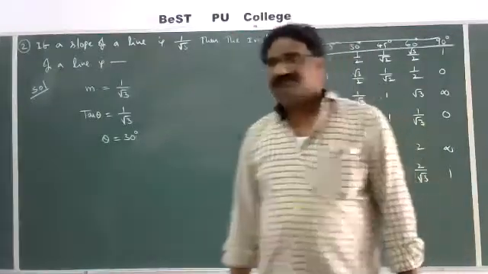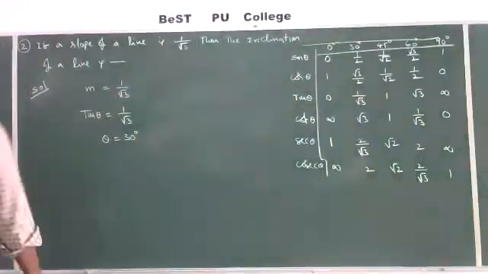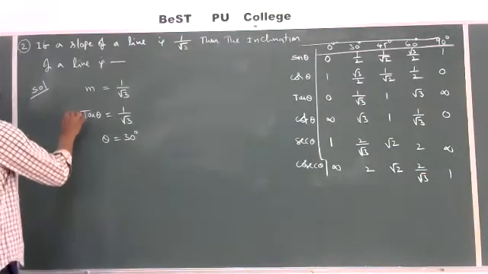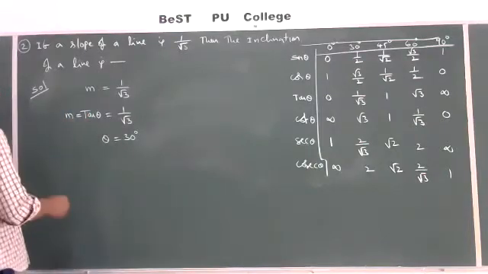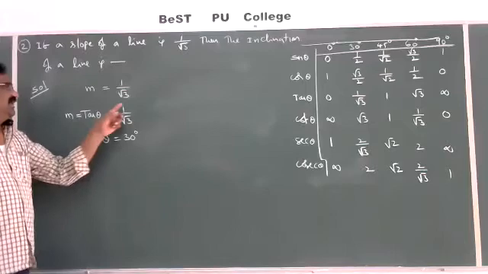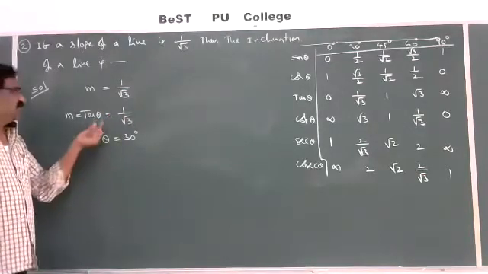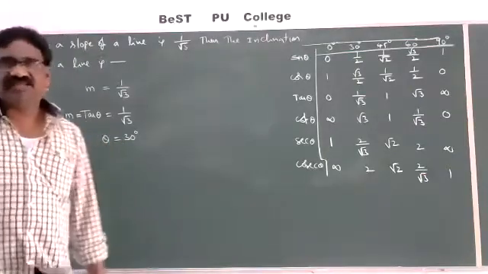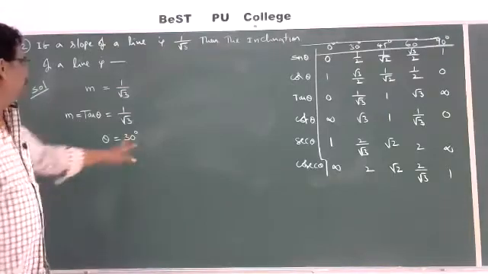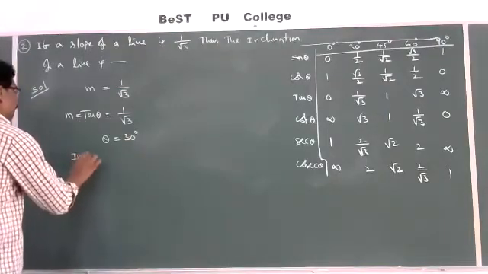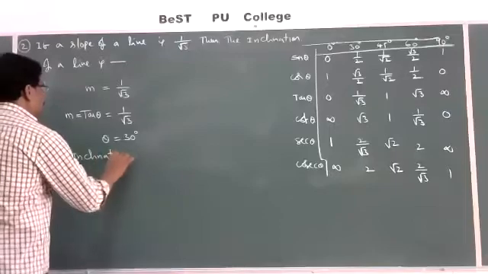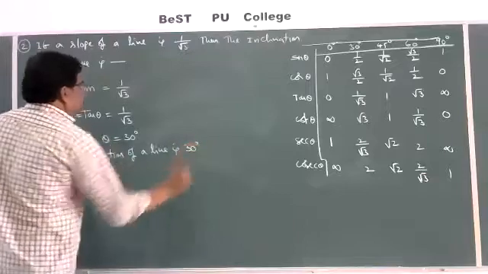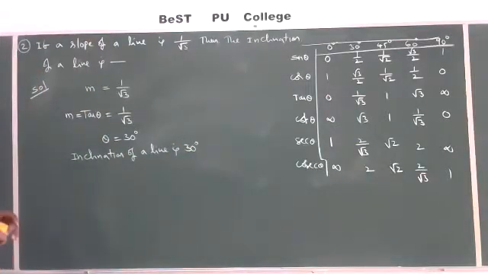Here slope is given. So slope is tan theta. M is equal to tan theta. So m value is equal to tan theta value. That is m is equal to tan theta is equal to 1 by root 3. So if theta is equal to 30 degrees, then slope m is equal to 1 by root 3. Tan 30 degrees is 1 by root 3. That is, the inclination of a line is 30 degrees.